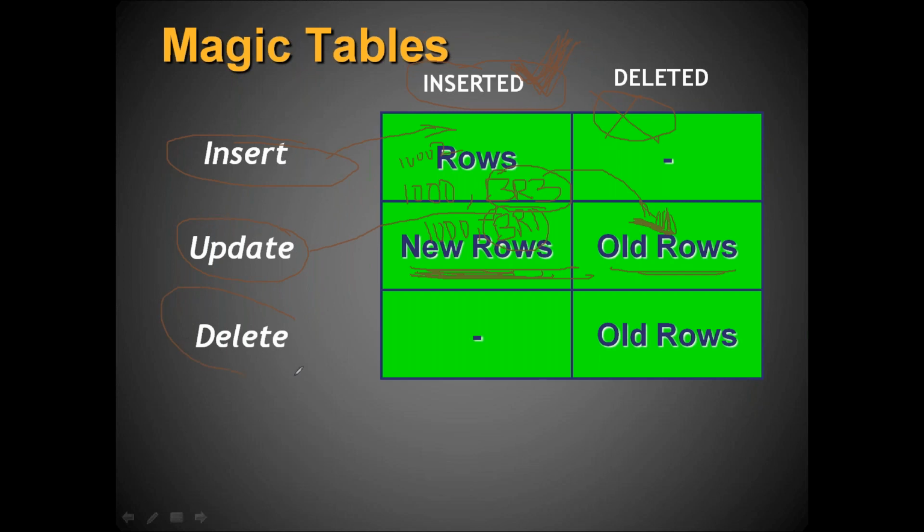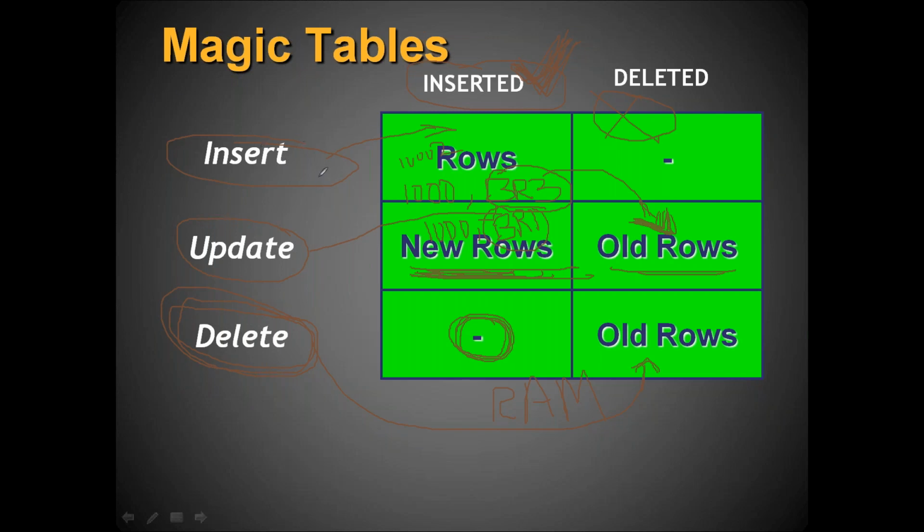So when you are deleting data, what kind of data are you deleting? You are deleting the old rows. Remember this point. No new rows are going to be deleted when you create a trigger. Very, very interesting point, guys, about the magic tables. Where is this table created? The inserted and deleted tables are created in the RAM by SQL server automatically when you create a trigger.